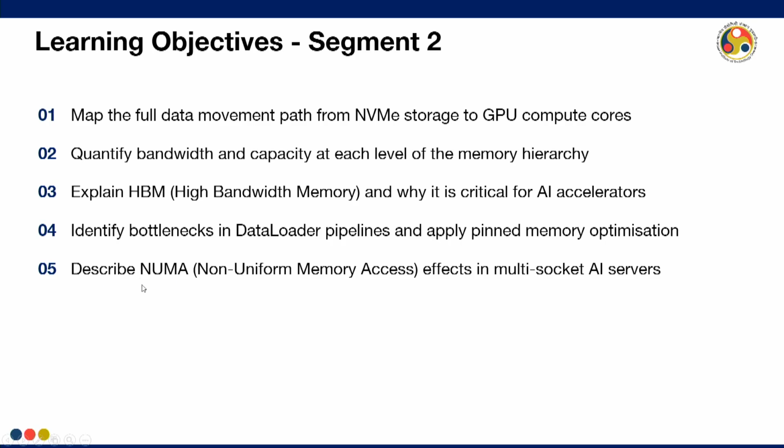We'll describe NUMA, which is non-uniform memory access, which affects multi-socket AI servers. So when we talk about AI deployment, we talk about it from both the training and inference pipeline point of view. Usually the training pipeline is deployed on server-grade CPUs. So we'll talk about such examples of multi-socket AI servers which are usually used for that particular purpose.